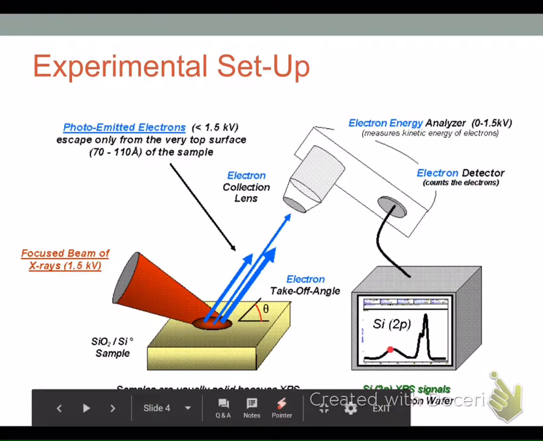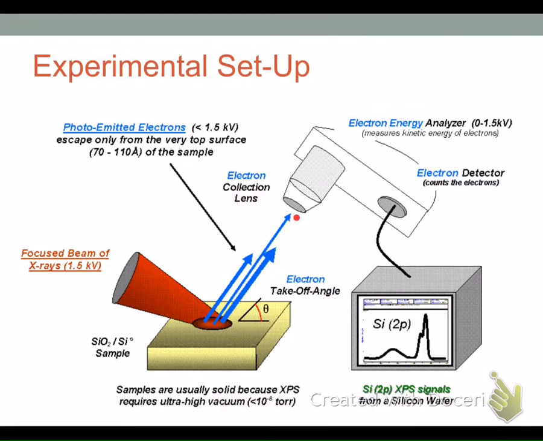Here's the experimental setup. In this one, it's a silicon oxide sample, so we're looking at silicon here. This cone shows you this is an X-ray source. X-rays are going to shine on this sample of silicon, and then electrons are going to be excited and jump up here. If you look at the very bottom of the screen, I can't highlight it because the little box will come up, but it says samples are usually solid because XPS requires ultra-high vacuum.